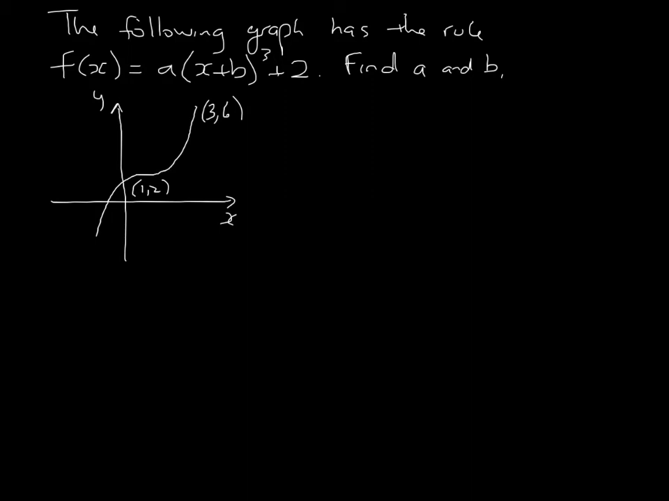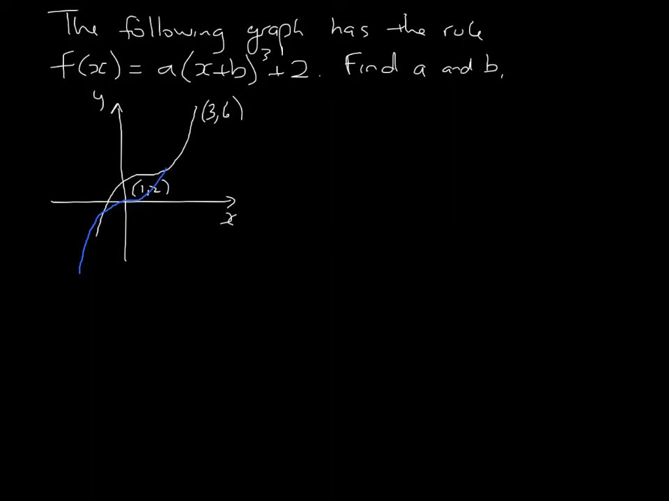The following graph has the rule f of x equals a, bracket x plus b cubed plus 2. Find a and b. So looking at this particular graph, if we had a graph of y is equal to x cubed, it would come up through here.